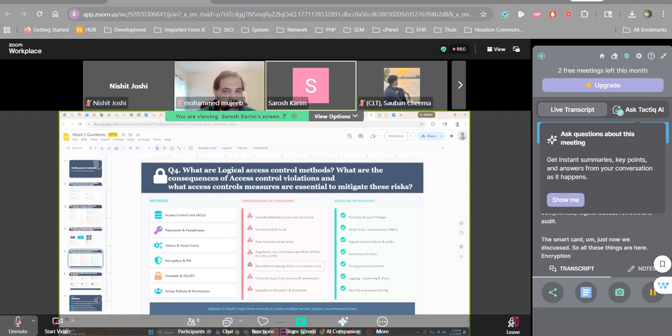Encryption and PKI, regulatory non-compliance penalty if we don't do this, and then separation of duties. Then we have firewalls, financial losses from lawsuits, remediation, and logging, monitoring, and alerts. Then group policy, operational disruption and downtime. Then security awareness training. That is for this.